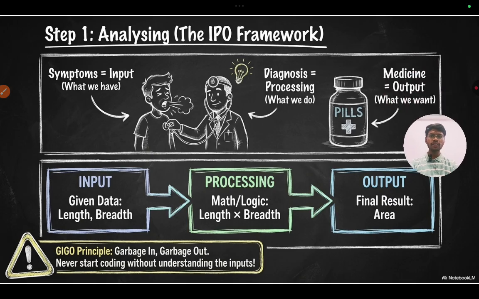Then here we have analyzing the IPO framework. Let's say from a doctor's perspective, the symptoms that we have are the input, the diagnosis the doctor is doing is the processing, and medicine is the output, that is what we want. Like that, in a mathematical form, let's say the given data is length and breadth, and you have to calculate the area. Length into breadth, you will be doing the processing, the math logic, and the output will be the area. So you have to understand the inputs, then you start the code. And the principle here is, garbage in, garbage out.